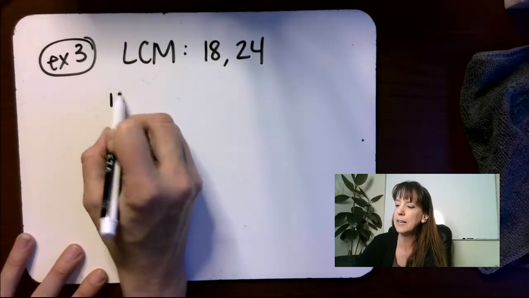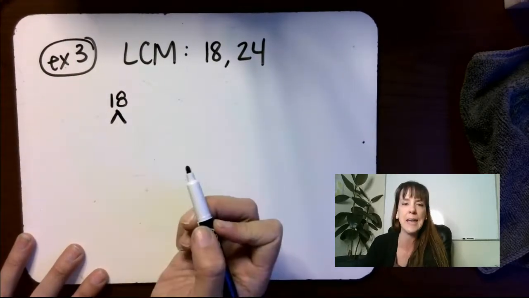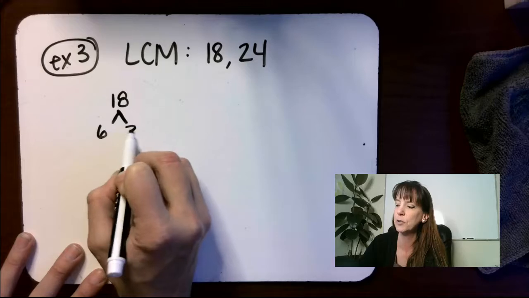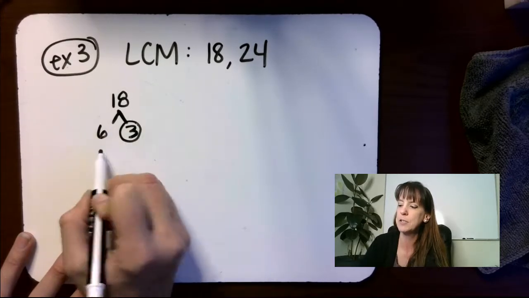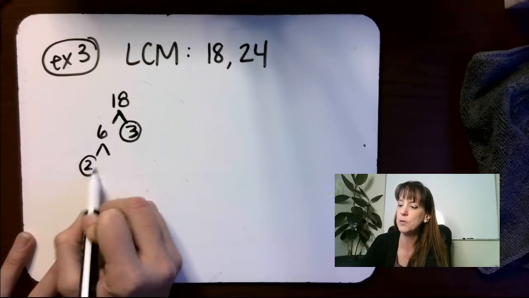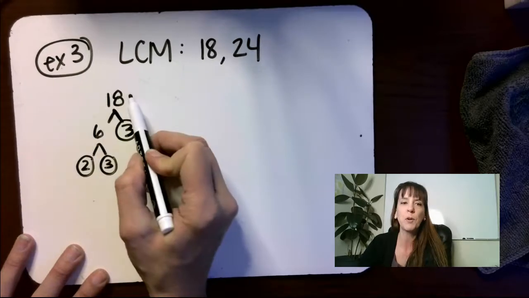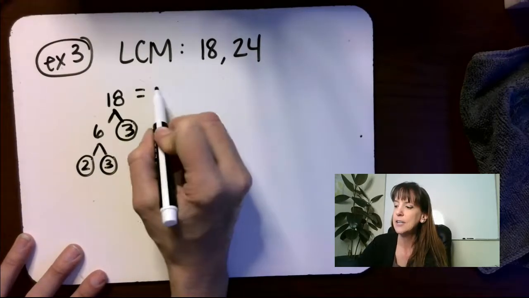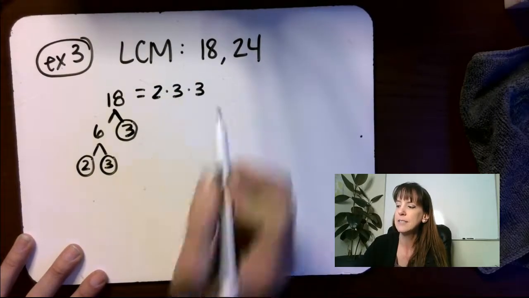Let's take our prime factorization. We're going to take 18 and break that down. We get 6 and 3. 3 is prime, so I'm going to circle it. This would be 2 and 3. So the prime factorization of 18 is 2 times 3 times 3.